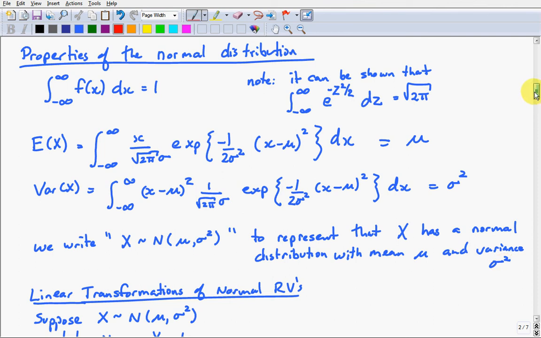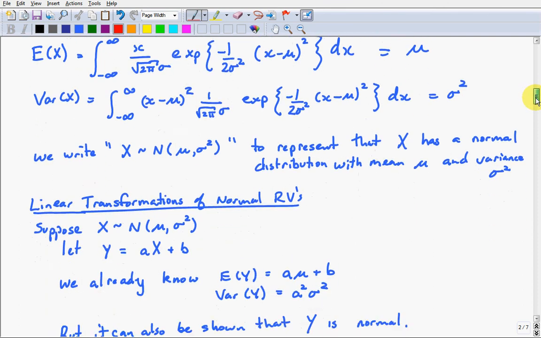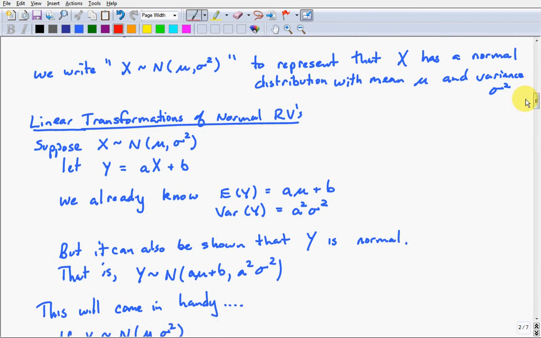Okay. We'll see in a few minutes that it will be important to work with linear transformations of normal random variables. So if I have a random variable x that is normally distributed with mean mu, variance sigma squared, and I let y equal a times x plus b, where a and b are constants here. If I define a new random variable y, we already know from work that we did earlier this week that the expected value of y will just be a times the expected value of x, which is mu, plus b. So we're just plugging in the expected value into this formula. And the variance of y is the square of the multiplier, that's a, times the variance of x, which is sigma squared. So we already know this. We don't need to prove that.